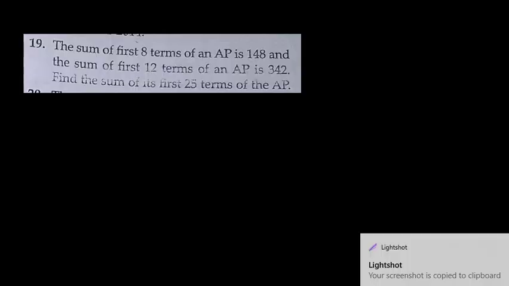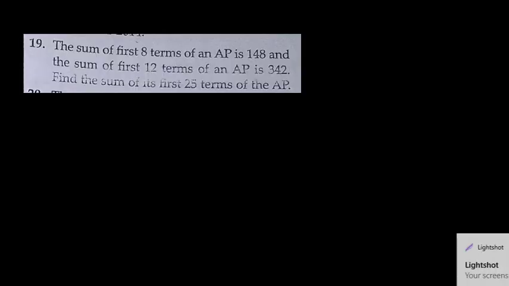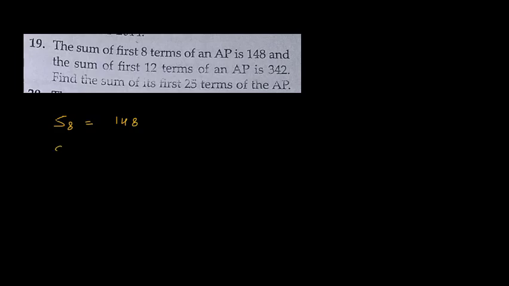Now the 19th question is: the sum of the first 8 terms of an AP is 148, and the sum of the first 12 terms of the AP is 342. Find the sum of the first 25 terms. S8, the sum of 8 terms, is 148. And the sum of 12 terms, that is S12, is 342. Find the sum of the first 25 terms, S25, the sum of 25 terms that we have to find out.